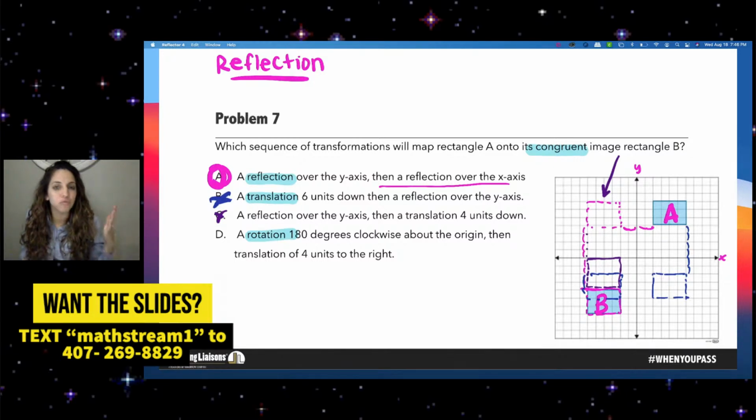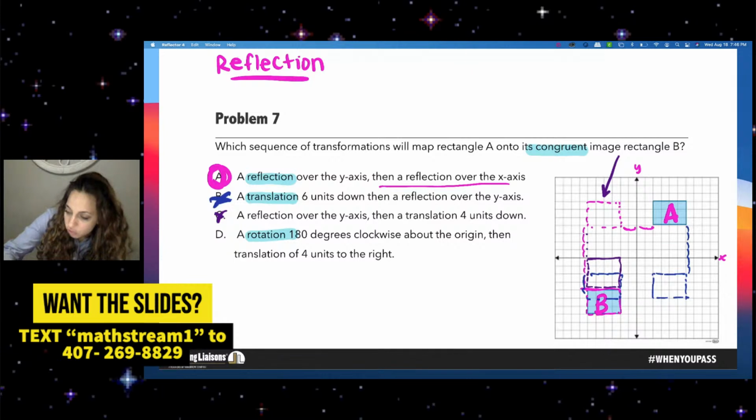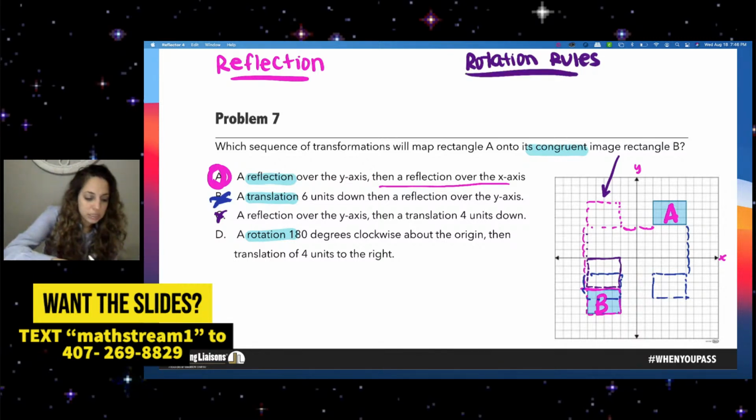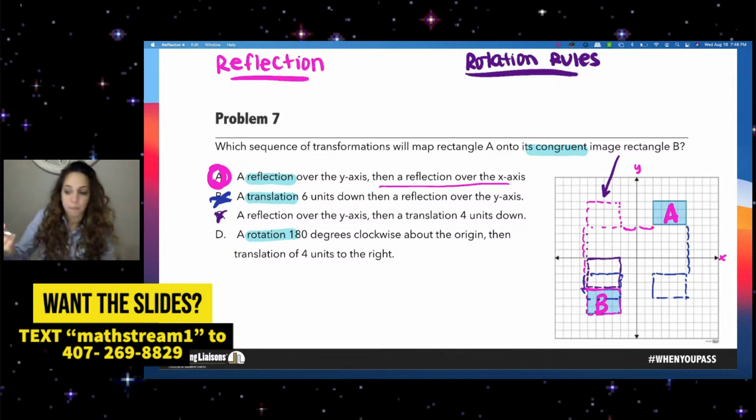And these are rules that if we have an XY point and we rotate it 90 degrees, it would become something else. So rotation rules, and this may be something that you want to take a picture of, because when you get the slides, like when you text this number, you don't get the notes. So this is definitely something that you may want to take a picture of.